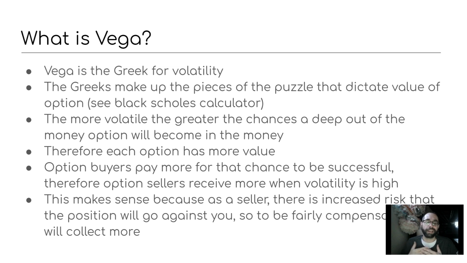So why is volatility important? Well, the more volatility there is in the market, the greater the chances are a deep out of the money option will become in the money. So what does that mean? That means I could buy an option super cheap potentially, and if the market is making wild swings all over the place, that option that I paid, we'll say $10 for, could go 10x, and I could make $100.